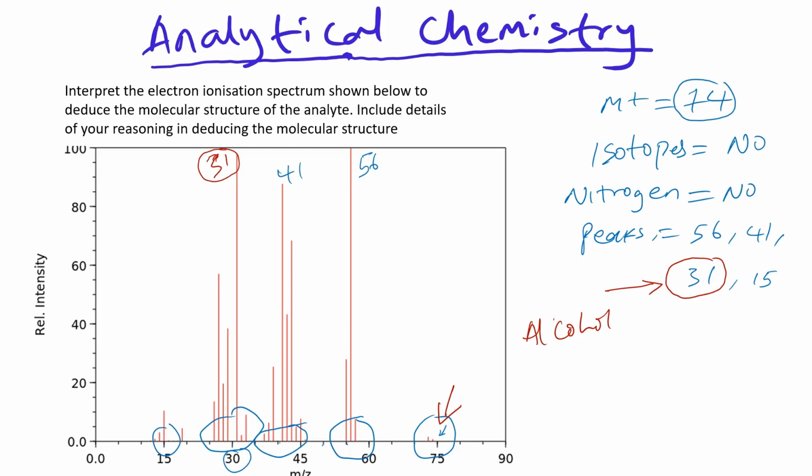Now, how do we then know the molecular structure of the analyte? The same method we used previously. Alcohol has the functional group OH, right? And the value of OH is 16 plus 1, which is 17. So we'll subtract 17 from the molecular ion of 74, and that will give us 74 minus 17, which is 57.